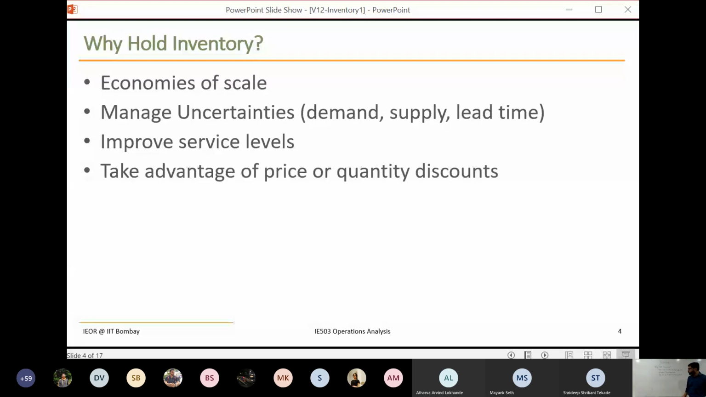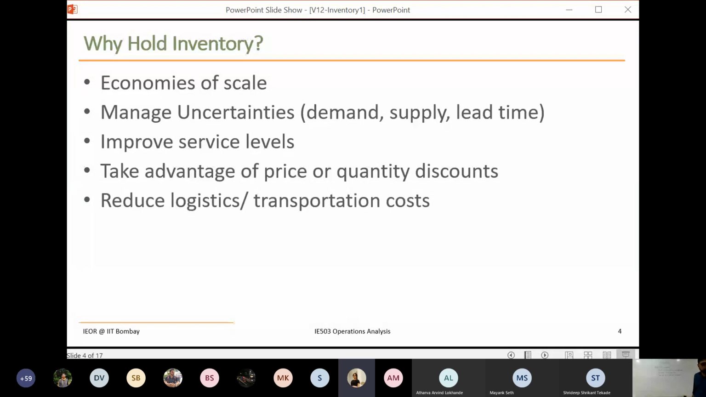Take advantage of price or quantity discounts, that was mentioned. Reduce logistics and transportation cost. Smoothing seasonal demand. It may not be possible for us to produce instantaneously. For example, right now people will be busy making a lot of sweaters in anticipation of what may get sold in January, February. So you are making in anticipation. Once that is made, it has to be stored, and that is nothing but your inventory.